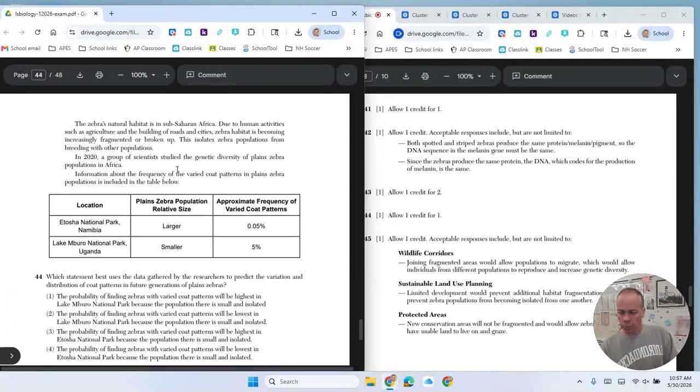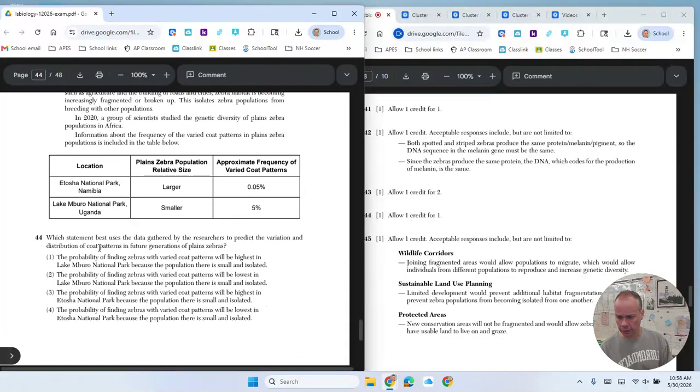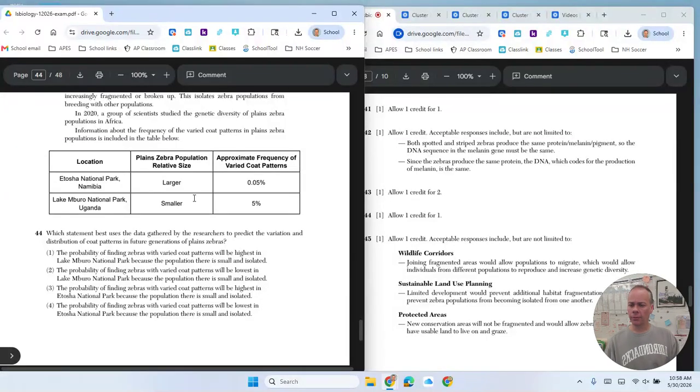Okay. Some more information about the habitat of these zebra and how humans have been impacting it. And so we have two different locations studying the genetic diversity in the zebras in two places. Etosha National Park, which is larger, and if we analyze the data, has less frequency of coat variation. And then we have Lake Mburo in Uganda, which has a smaller population, has approximate frequency of varied coat pattern at 5%. So question 44 is asking which statement best uses this data to predict the variation and distribution of coat patterns for future generations.